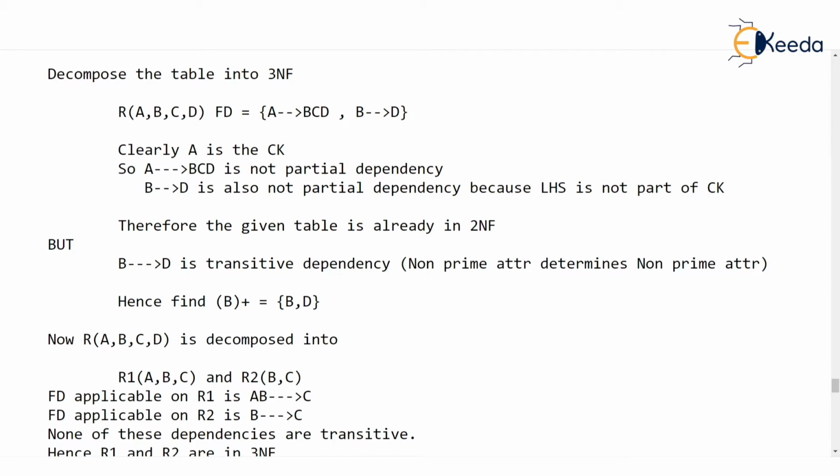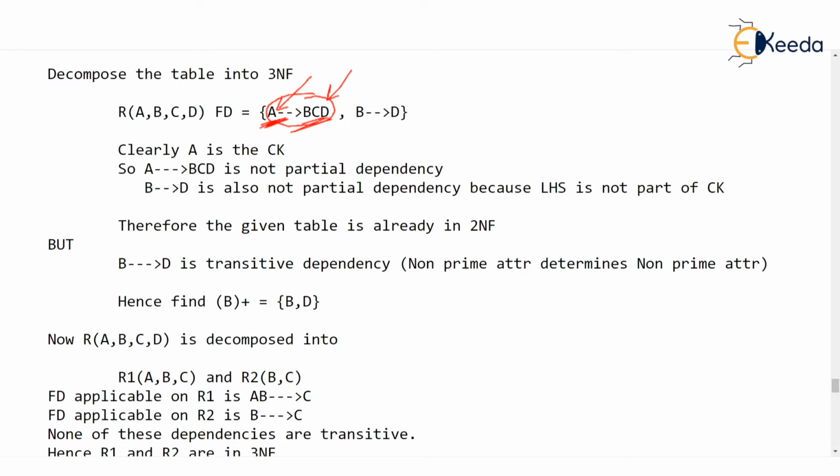is this table in 2NF? Let's see the first dependency. On the left hand side over here, we have perfectly a candidate key. A is the candidate key, and the left hand side is not part of the candidate key, isn't it? So this cannot be a partial dependency. And you see the right hand side, all are non-prime attributes. So this cannot be partial.